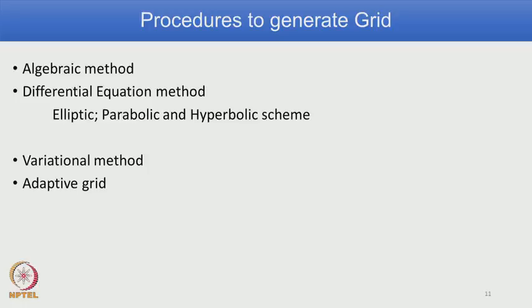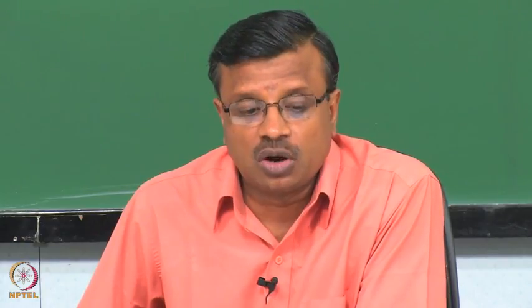In the case of a geometry changing its shape as a function of time or as the solution progresses, you want to have a grid adapting to the changes. That is also possible, and that is called adaptive grid. To understand more about grid generation, we need to go to a separate detailed procedure that is not covered in this course.